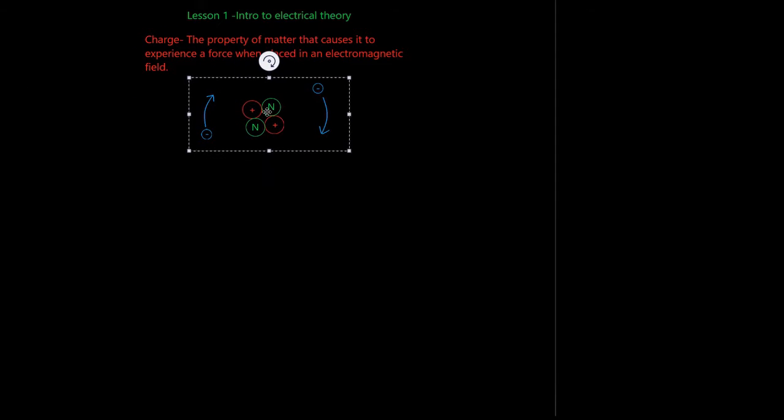Here we have the Bohr model of an atom. This isn't the way that an atom is actually laid out, but it's a good way to look at it for our needs. The nucleus of an atom, you're probably already familiar with this layout, has neutrons, which have no charge, protons, which have a positive charge, and electrons, which have a negative charge.